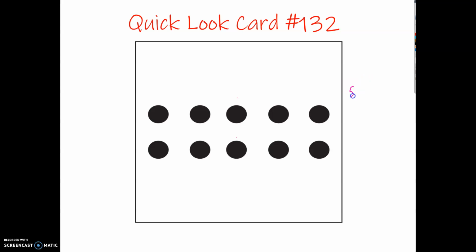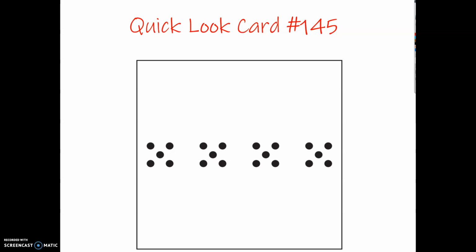Well, maybe you came up with 5 plus 5 equals 10, or 2 plus 2 plus 2 plus 2 plus 2 equals 10. I know that 2 groups of 5 equals 10, so 2 times 5 is 10. And I also know that 5 groups of 2 is going to be 10. We're going to try that with one more. Let's do it with this one here, since the one in the middle didn't want to work for us. Let's come up with some number sentences for this quick look card.